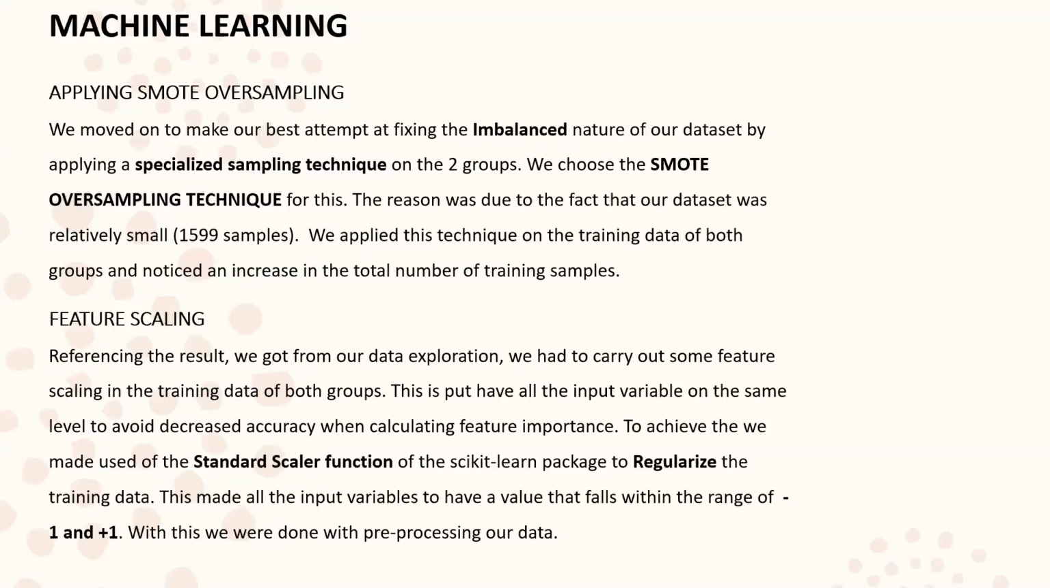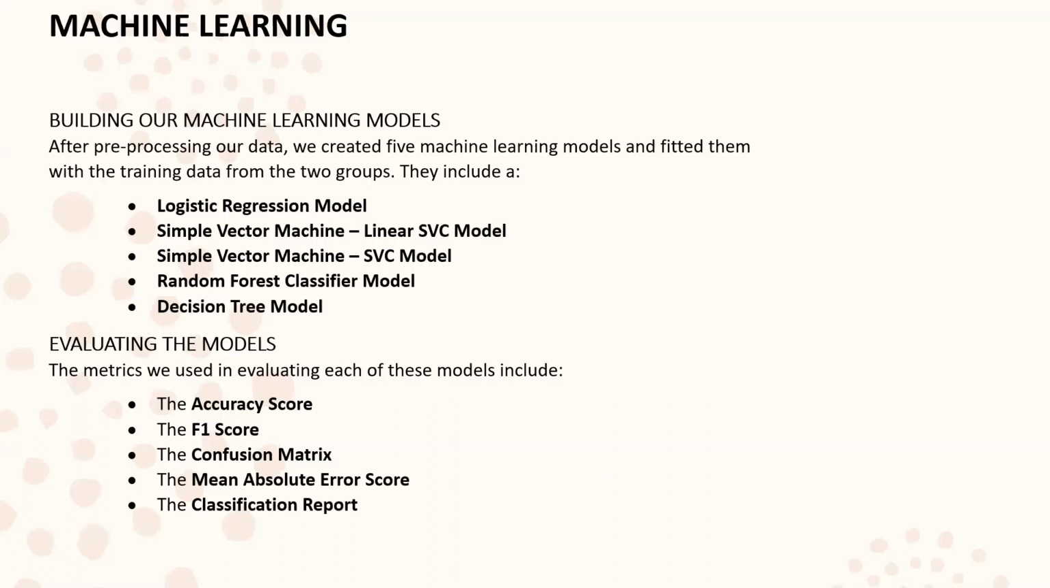So after that, we applied feature scaling to fix what I mentioned previously as well, the high range of input variables like total sulfur dioxide and free sulfur dioxide, so it won't really have much of an effect when we're calculating feature importance. We did it by, we chose normalization, to put every variable within the range of -1 and 0. And with this, we're done with pre-processing our data, and we proceeded to building our machine learning models.